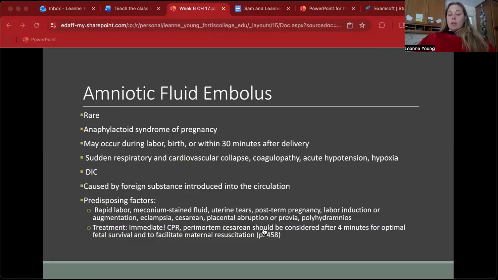Okay. Treatment. We need to do something immediately. This is not something you just wait around on. We're going to give mom CPR. They're going to be in really bad shape if they throw an amniotic fluid embolus. We might also need to take into consideration a perimortem cesarean section after 4 minutes for optimal fetal survival and to facilitate maternal resuscitation. Okay, so these are pretty serious, and we need to be prepared if we were to run into any of these on the floor.